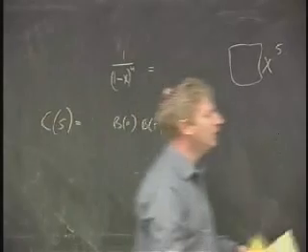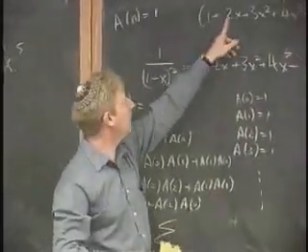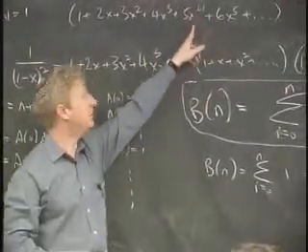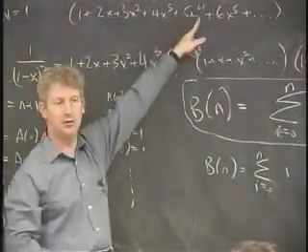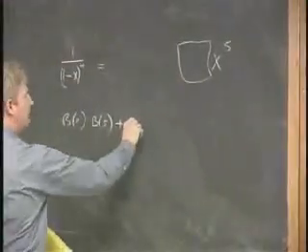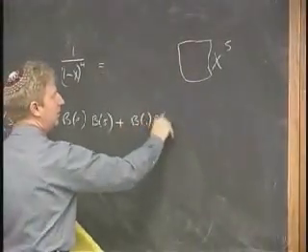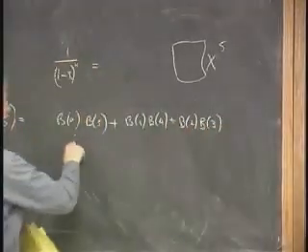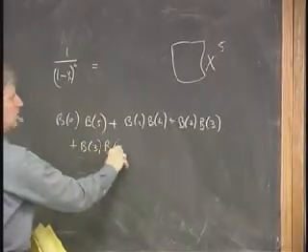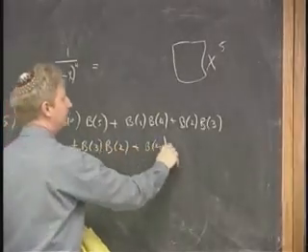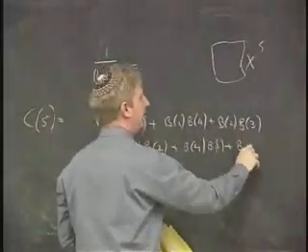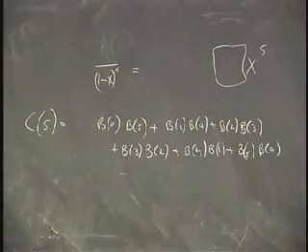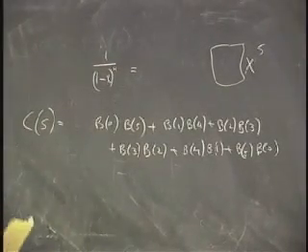Plus, the next thing you can do to get x to the 5th is multiply what's in front of the x by what's in front of the x to the 4th. So that's going to be 2 times 5, or what we call it, b of 1 times b of 4, b of 2 times b of 3, b of 3 times b of 2, b of 4 times b of 1, and b of 5 times b of 0. There should be 6 terms altogether. I went from 0 to 5. Let's add these all up.